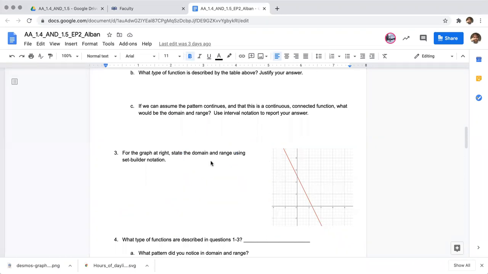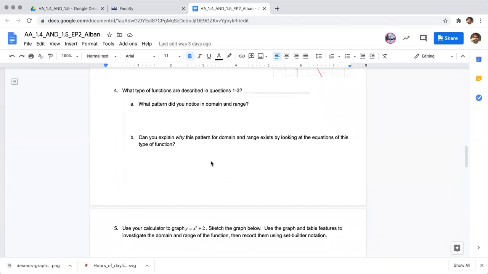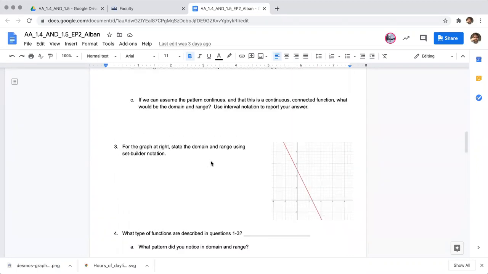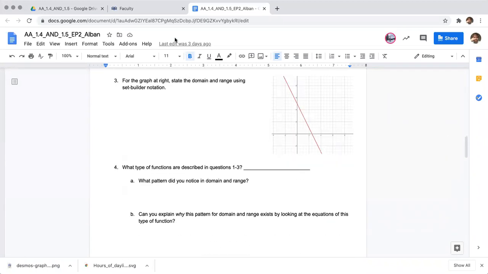Okay, scrolling down. What type of functions are described in question 1 through 3? Well, they're all lines, we saw for that. So these are linear functions. What pattern do you notice for domain and range? Yeah, it is always all real numbers for both. Can you explain why this pattern for domain and range exists by looking at the equations?